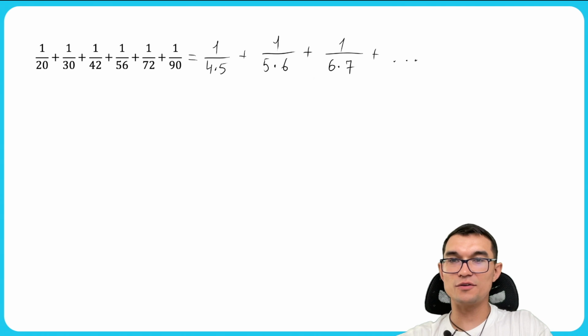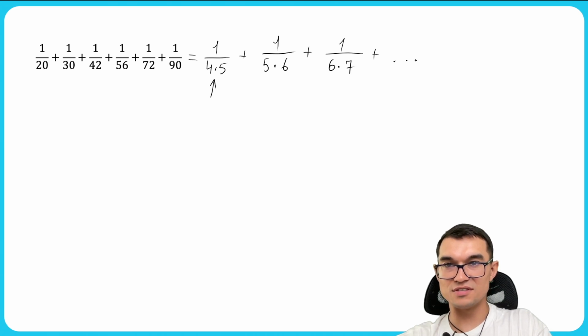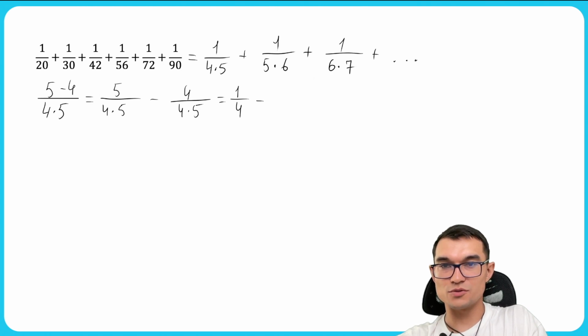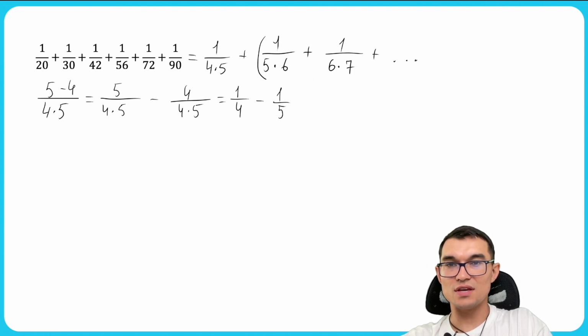And what is remarkable about all these denominators? The thing is that we have two sequential numbers, so their difference is 1, which means that we can rewrite the first fraction here not just as 1 over 4 times 5, but as 5 minus 4 over 4 times 5, which is now equal to 5 over 4 times 5 minus 4 over 4 times 5. And if we reduce these fractions, then we have 1/4 minus 1/5. And we can do that to every fraction here.